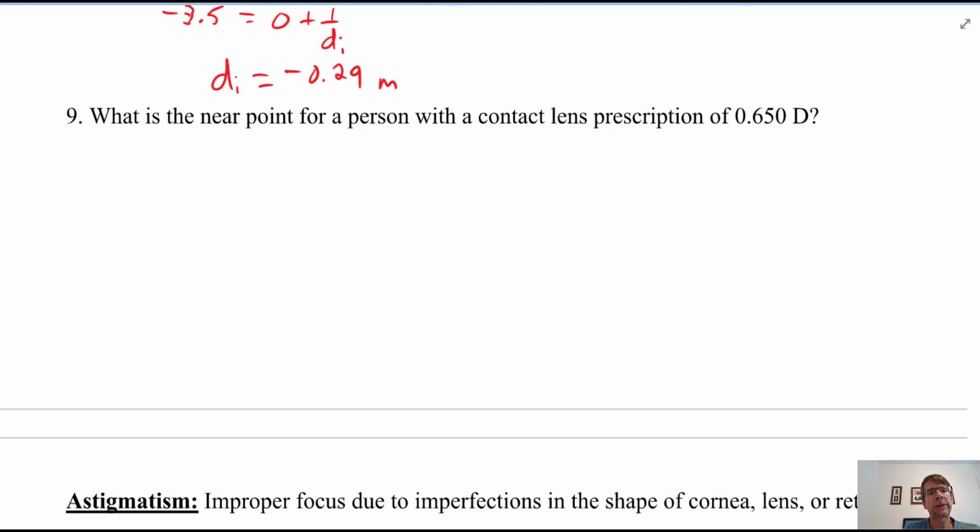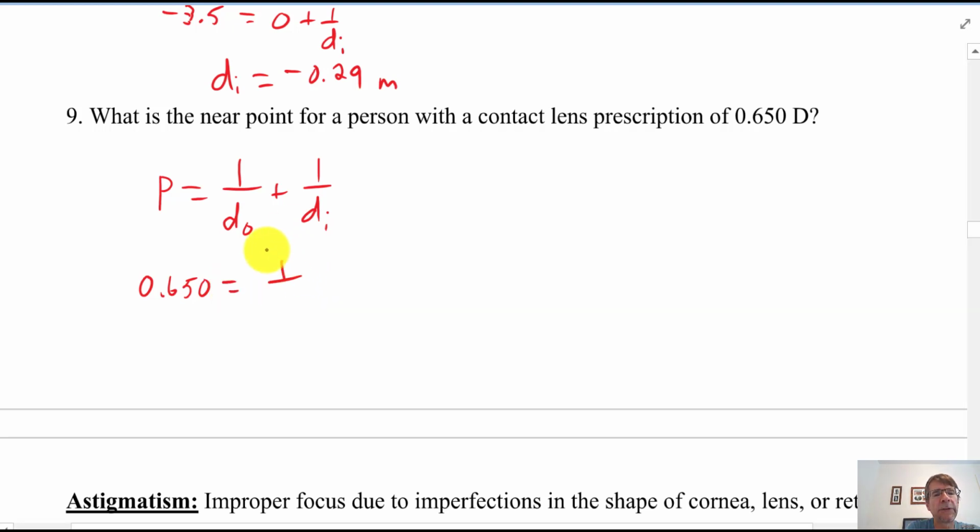All right, and finally, correcting again for farsightedness, we have a near point. We want to find the near point for this person with that prescription, and this is a contact lens, so we don't need to make that slight adjustment. It's plugging into the power equation relative to the lens, with the image and objects measured from the lens, not from the eye and the retina. So we have 1 over d sub I. The power is 0.650.